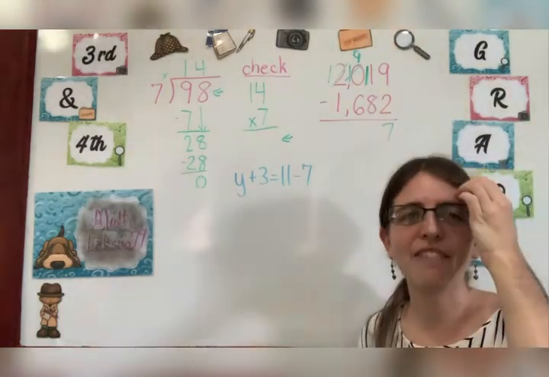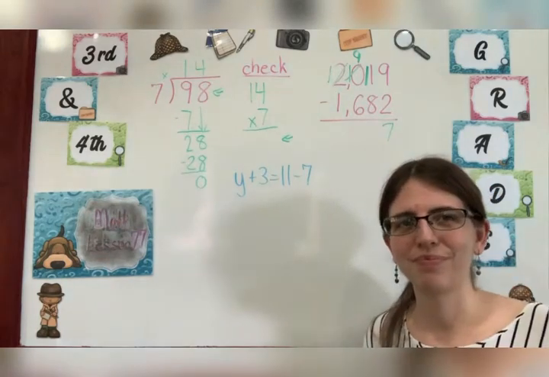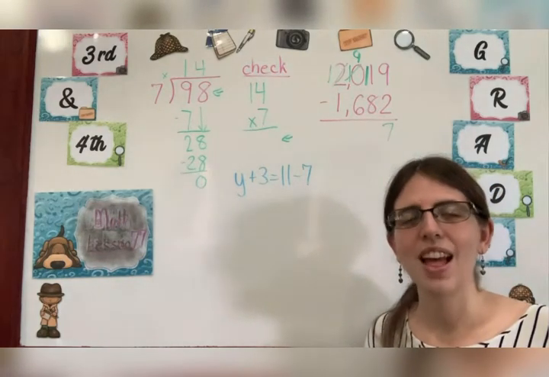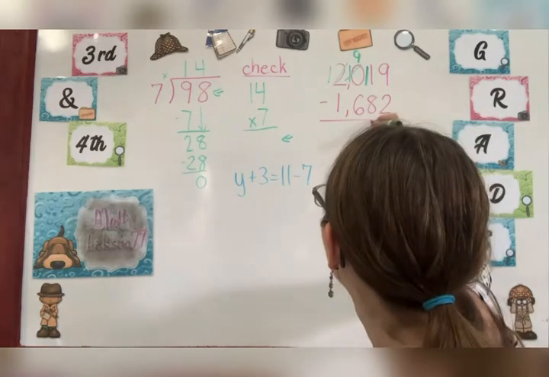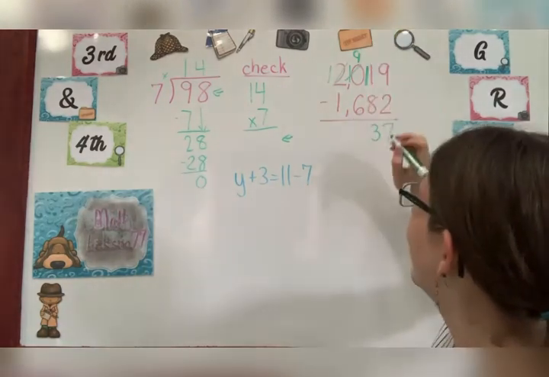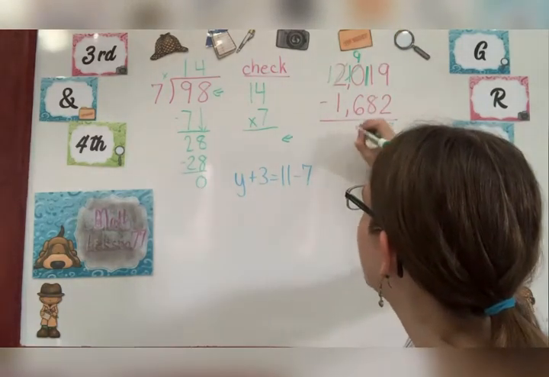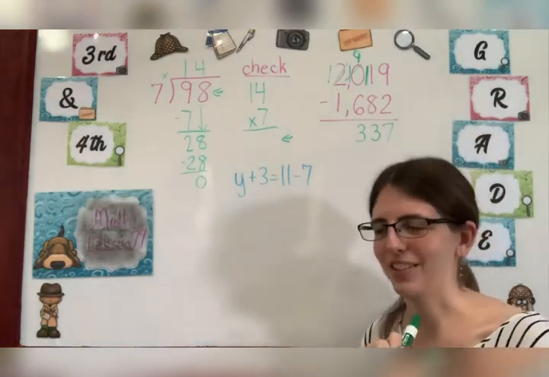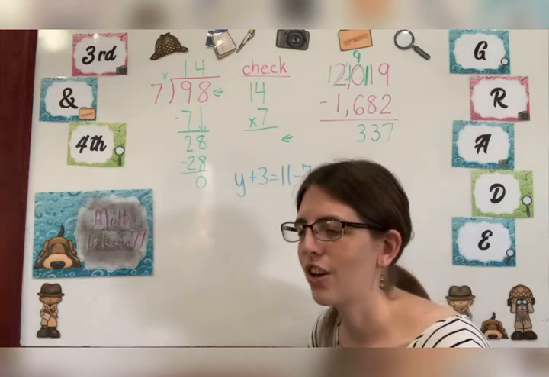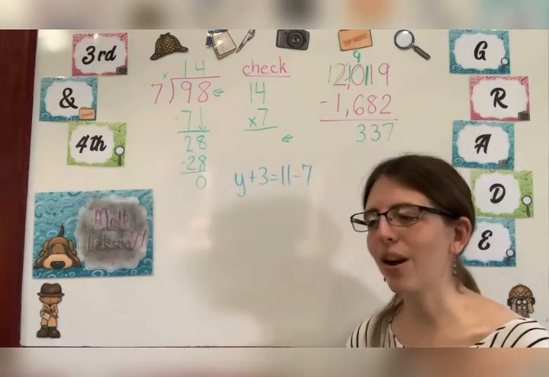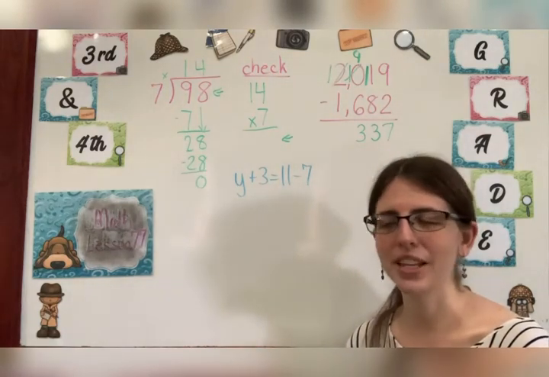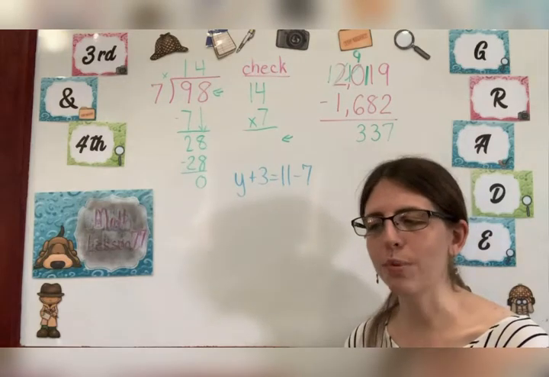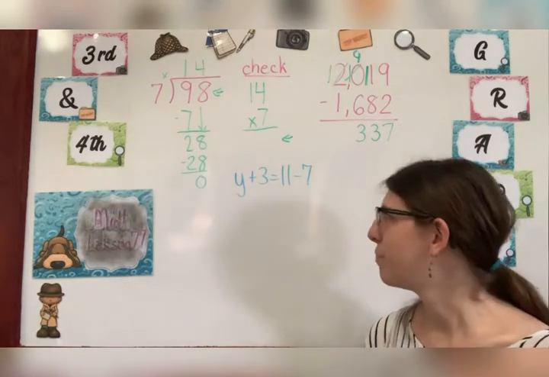What is 11 minus 8? 3, good job. 9 minus 6? 3, 1 minus 1, 0. So 337 is our answer. All right, turn over to exercise 4. It says solve and check these problems. You'll do letter B on your own, but I'm going to go ahead and do letter A with you.